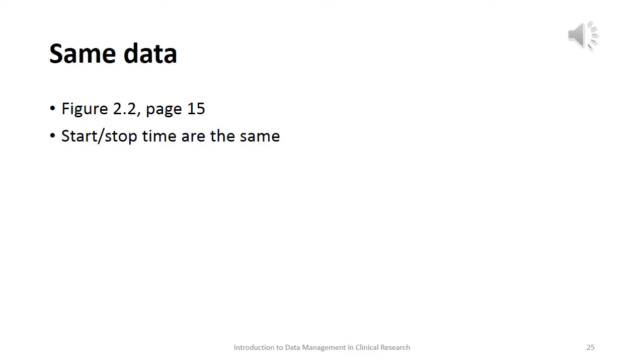Okay, the first example that we're going to look at is where we're actually entering the same data more than once. So if you look at figure 2.2 on page 15 of your book, you'll see an example of this. As you can see from the table, the start and stop times are the same for the previous line. And so the way they've got it set up here, it makes us have to enter the same information more than once. And so that can easily cause us to enter some data that happens to be wrong.